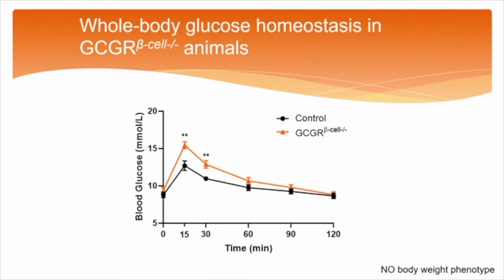These mice breed very nicely. They have a normal body weight phenotype, but as I said, unlike what Jonathan has presented, we did find a subtle dysglycemic phenotype in these mice with selective deletion of the glucagon receptor in beta cells, as you can see here, particularly in the early stages of an IPGTT.